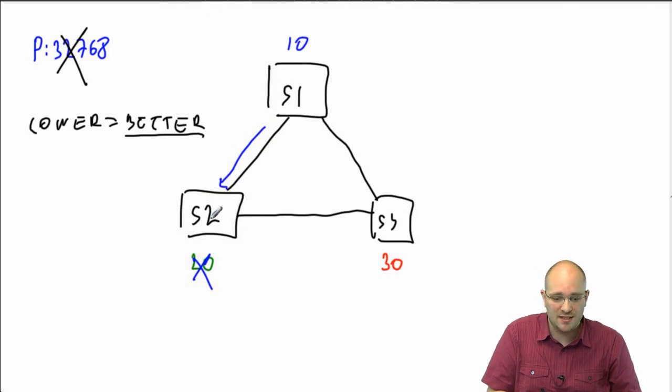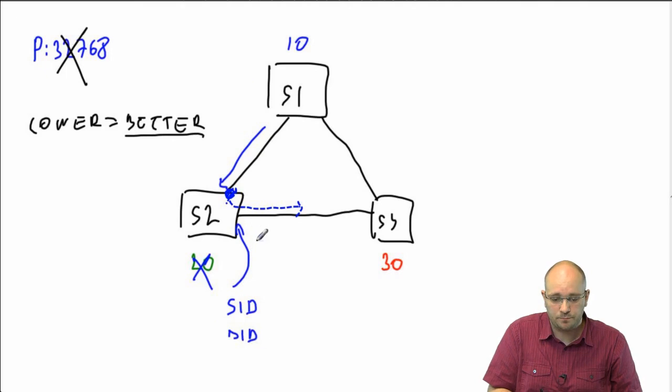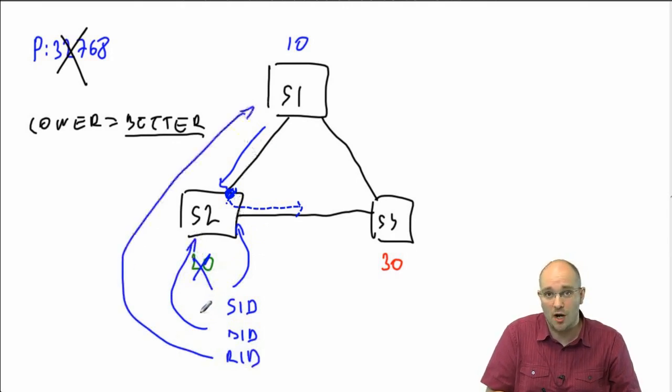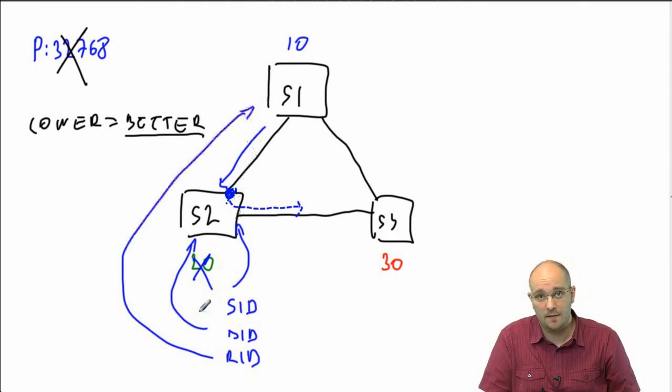What it's going to do instead, it's going to take a copy of the received BPDU from switch 1 and transmit it to switch 3, with one slight difference. The sender ID will be the identifier of this port here. The bridge ID will be the identifier of switch 2, but the root ID will actually be whatever switch 1 has claimed there.